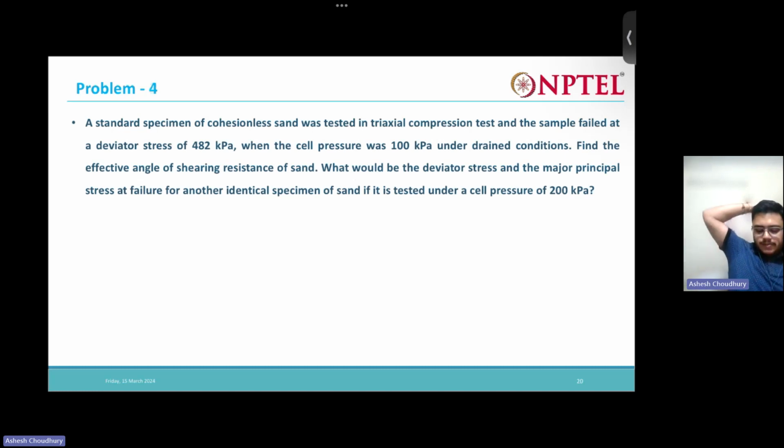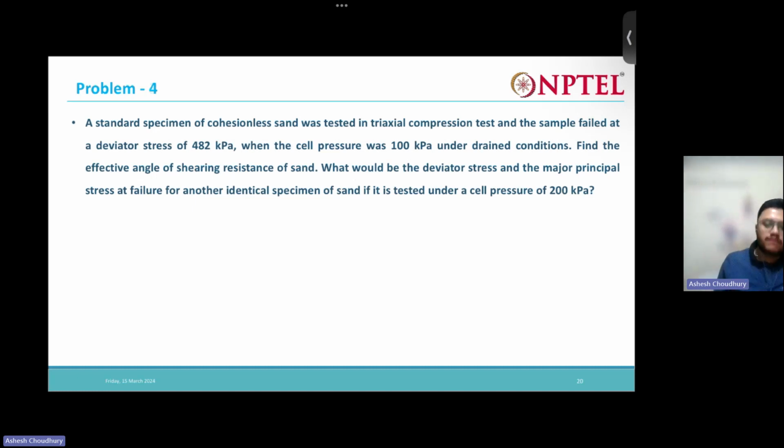Let us see the next problem. A standard specimen of cohesionless sand was tested in a triaxial compression test and the sample failed at a deviator stress of 482 kPa, when the cell pressure was 100 kPa under drained conditions. Find the effective angle of shearing resistance of sand. What would be the deviator stress and the major principal stress at failure for another identical specimen?